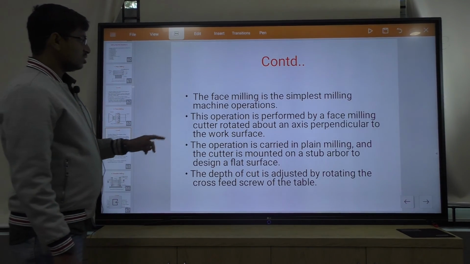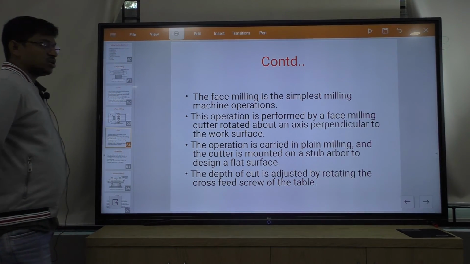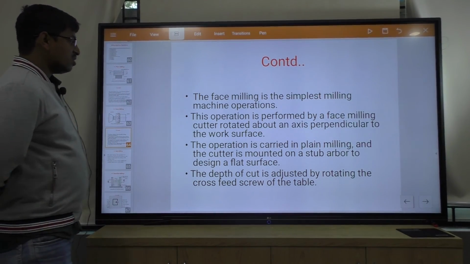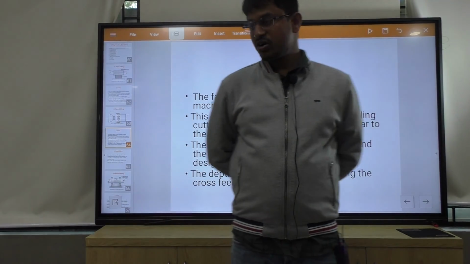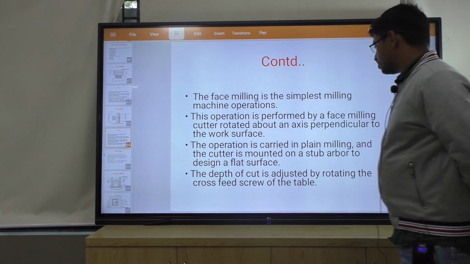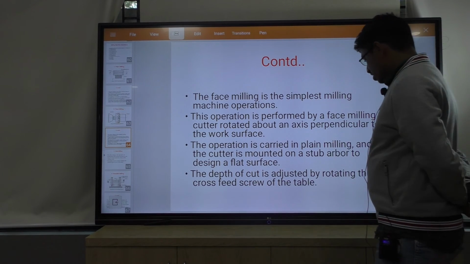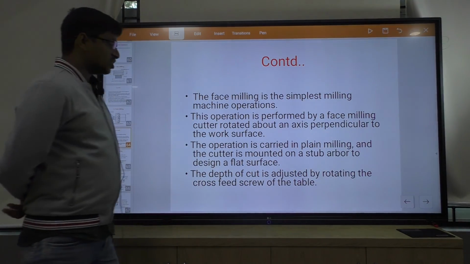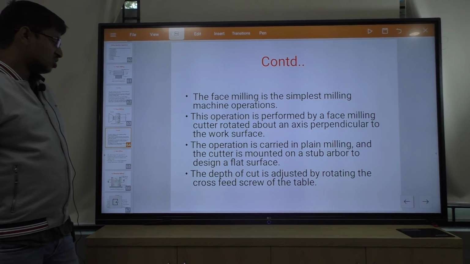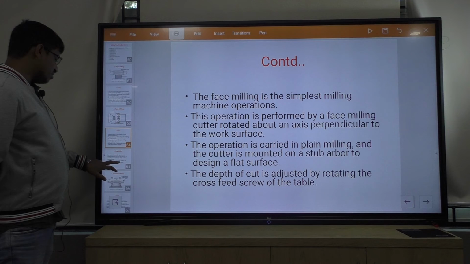Face milling is the simplest milling machine operation. This operation is performed by a face milling cutter rotated about an axis perpendicular to the work surface. The cutter is mounted on a stub arbor to produce a flat surface. The depth of cut is adjusted by rotating the cross feed screw of the table. Then the next operation is side milling.